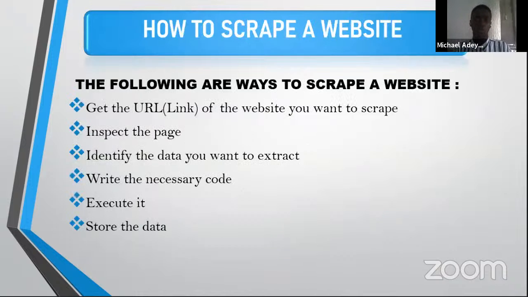So how to scrape a website? The following are ways on how to scrape a website. So the first is get the URL link of the website you want to scrape. Then you inspect the page. Then you identify the data you want to extract. You write the necessary code. You execute it and you store the data.